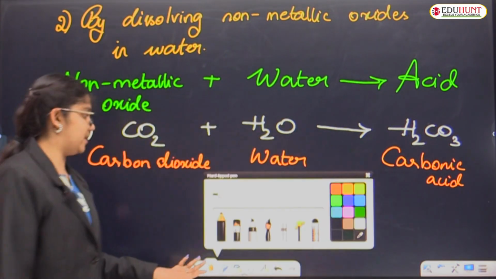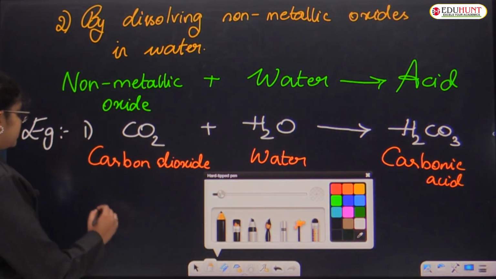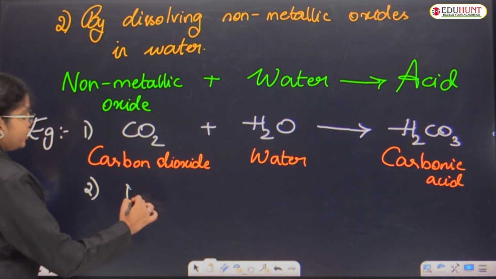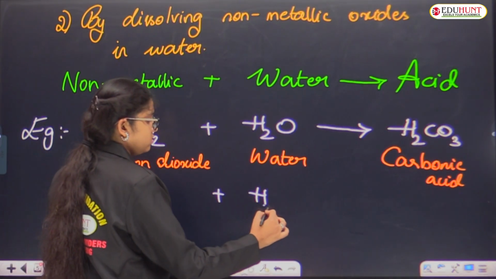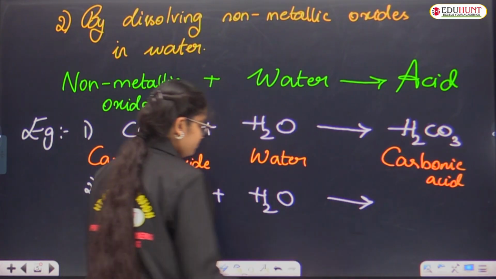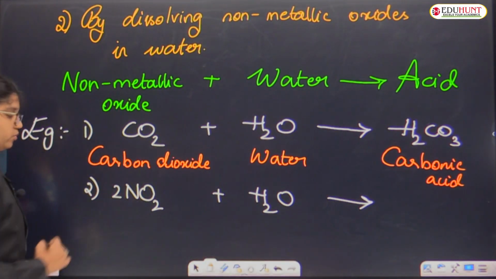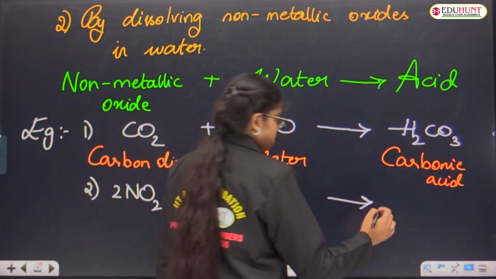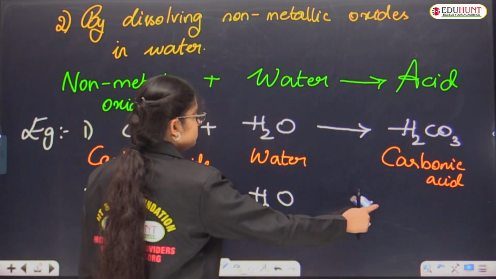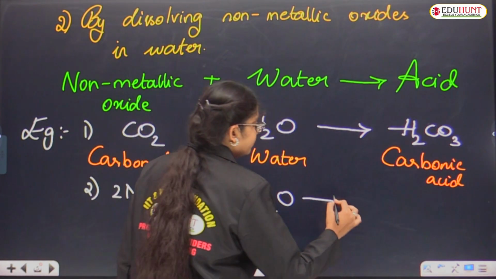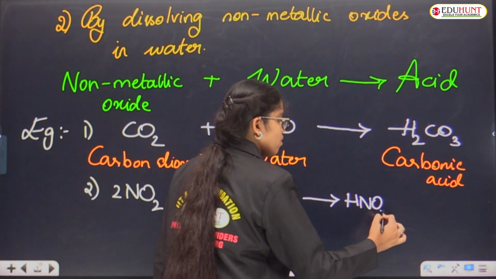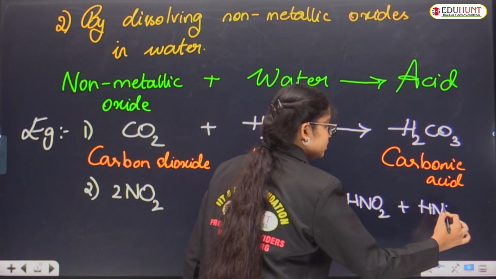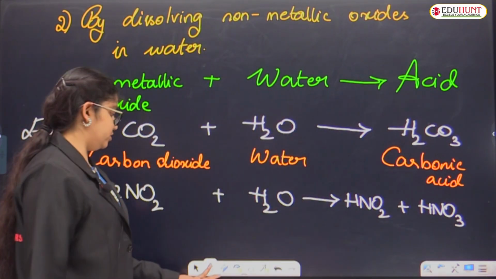Very good. Now, second example. One more example. Let me take nitrogen dioxide, and with water, if I take 2 molecules of NO2, I get 2 products. Okay, namely HNO2 and HNO3. Did you remember the names, children? HNO2, HNO3?